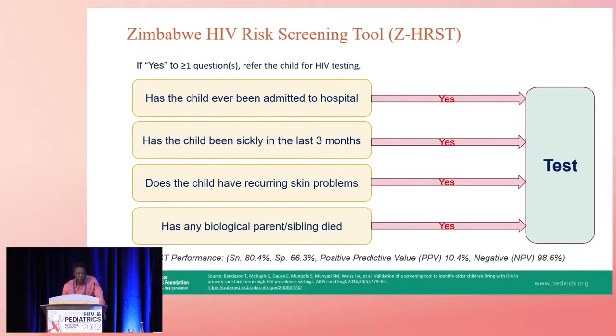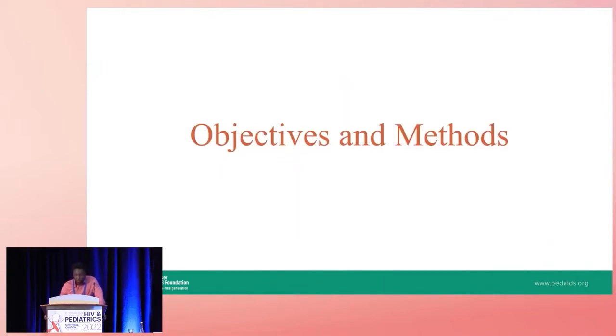So we set out to evaluate this tool in the 3 countries of Uganda, Tanzania, and Malawi, countries with different epidemiology, to see how the tool performed. And so our first objective was to estimate the performance of the Zimbabwe HIV risk screening tool in Uganda, Tanzania, and Malawi, by estimating its diagnostic performance, looking at sensitivity, specificity, positive predictive value, and the number needed to test.